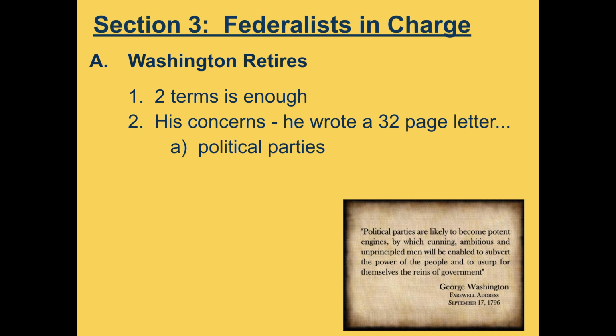But 32-page letter, and in his 32-page letter, he warns us really against 3 things. Don't form political parties. What we do in the very first election after, we formed political parties. Don't. We didn't listen to George Washington. We should have. He was worried the political parties would divide the country. Do they? Yeah. More so today than probably at most times in history.